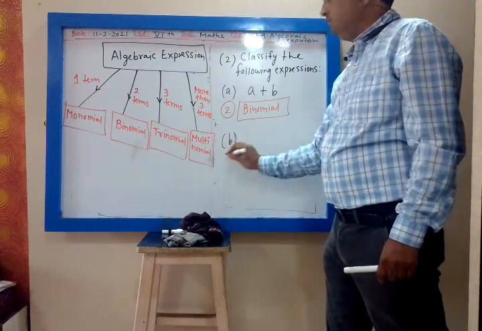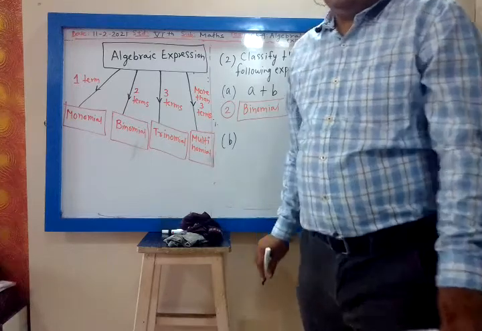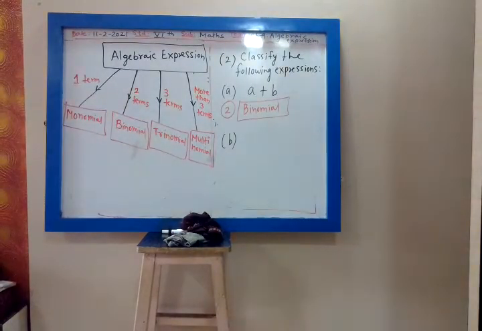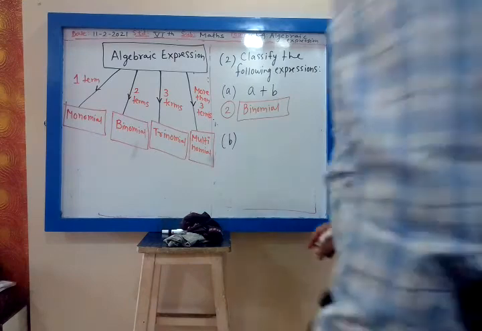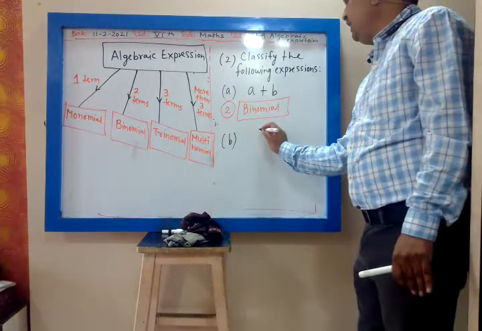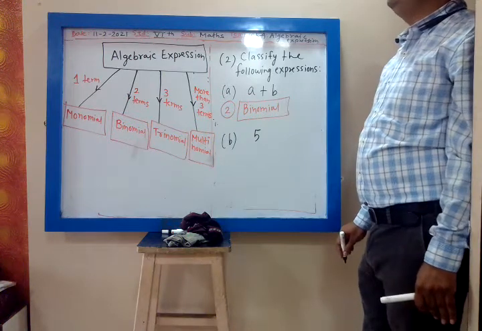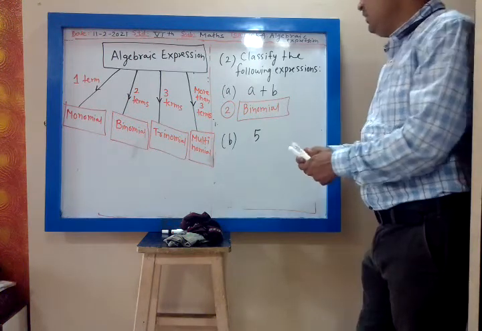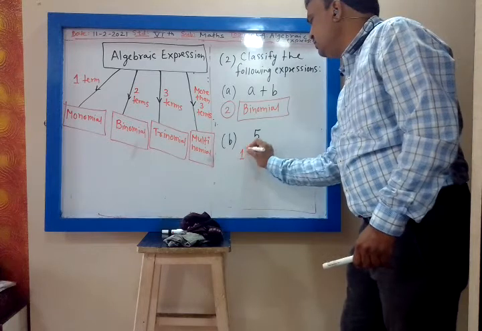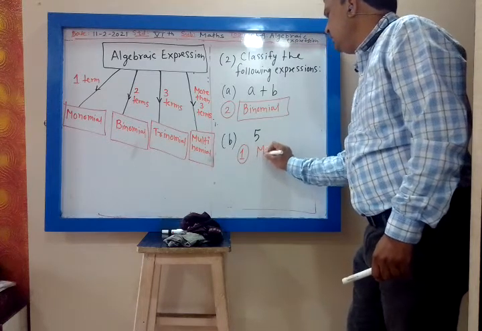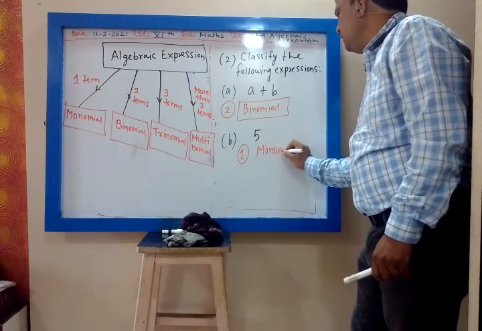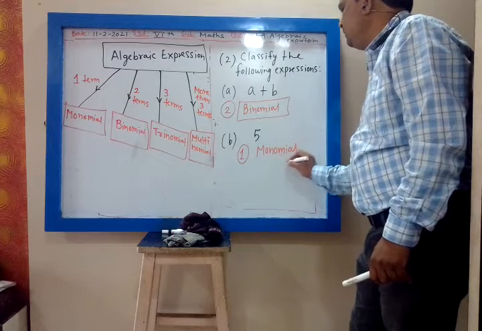Then B. My dear, it is extremely clear. B is 5. How many terms are there? One term. So it is monomial. One term is monomial.